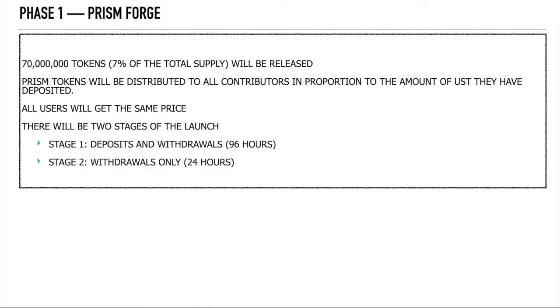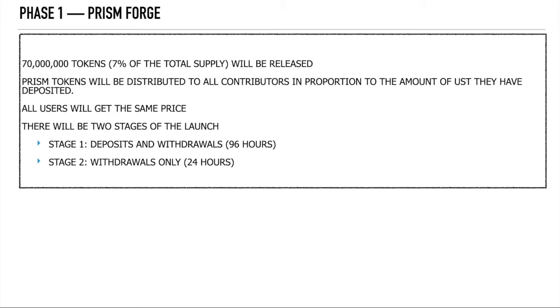Phase 1 of the IDO is using a model which is inspired from Mango Market's token launch and Miso's batch auction format. The main aim of this format is to eliminate bot activities and ensure everybody gets the same market price. The Prism tokens will be distributed to all contributors in proportion to the amount of UST they have deposited. All users will get the same price.